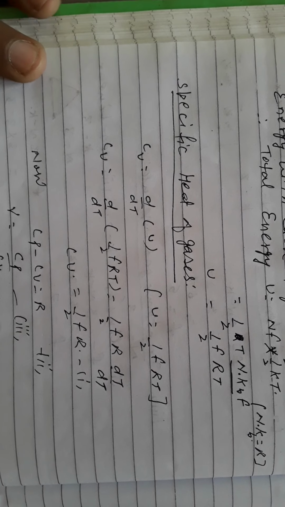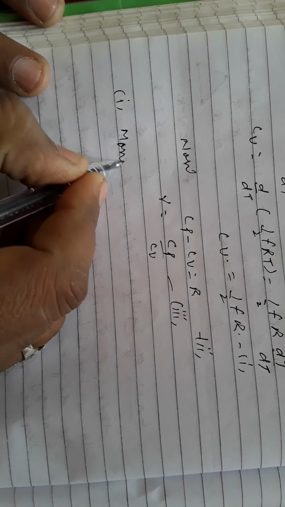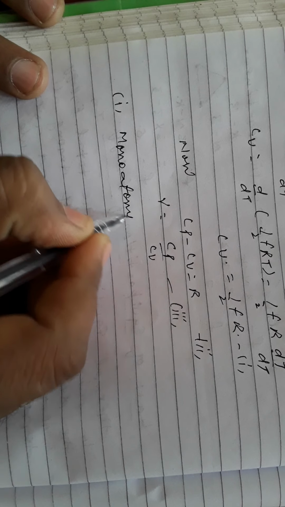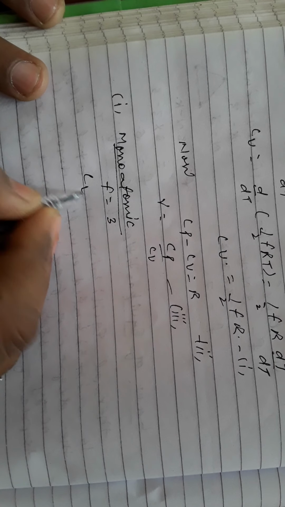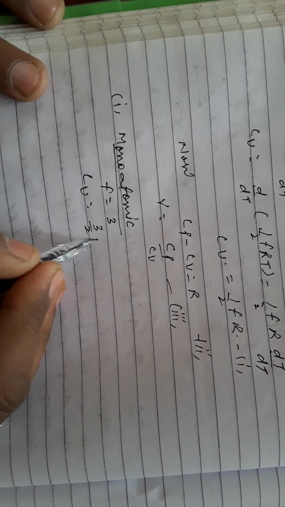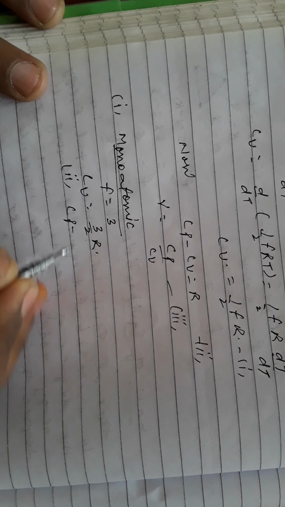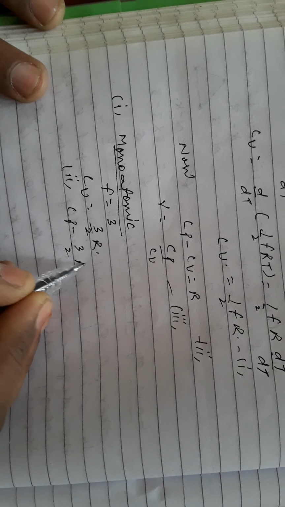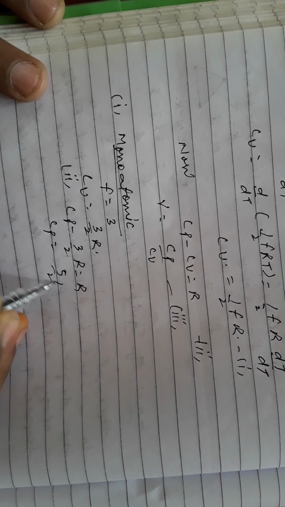By using all these three equations, we can calculate ratio of the specific heat capacity, that is gamma. For example, for monoatomic, degree of freedom F is equal to 3. Cv is equal to, we can put the value of F here as 3, so Cv is equal to 3 by 2R. Using equation second, Cp minus Cv, 3 by 2R is equal to R, so Cp is equal to 5 by 2R.